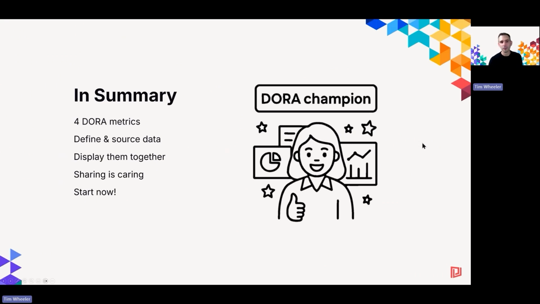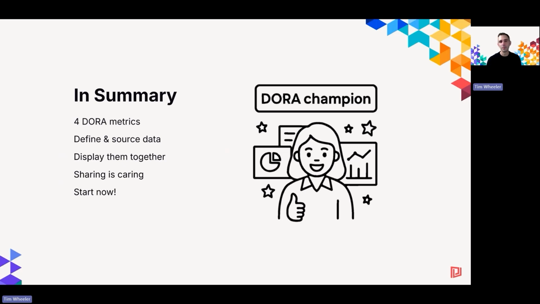So, in summary, we've talked about the 4 DORA metrics. I've hopefully explained those well. We've talked about the need to define them, the need to source the data that you're going to use to create them, and the power of displaying them together and using them together, and how important that is for really getting the best out of them so that you can make your DevOps practices successful. And sharing. Sharing really does help a lot. Putting those numbers in front of people that need to see them and making them a focus.